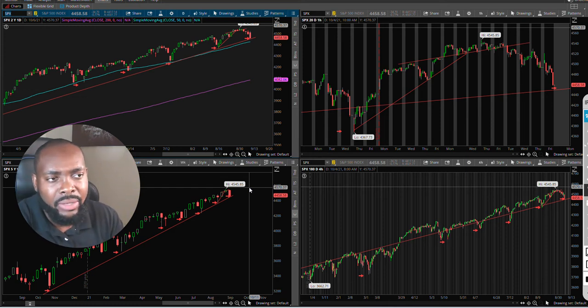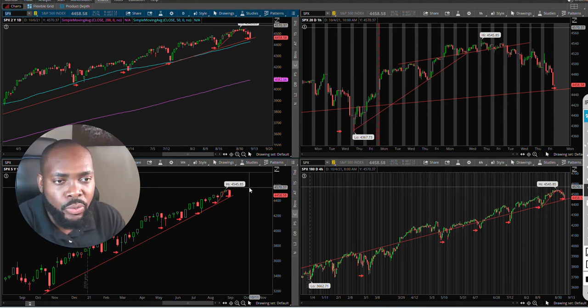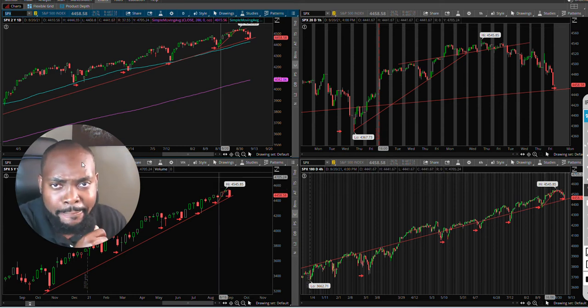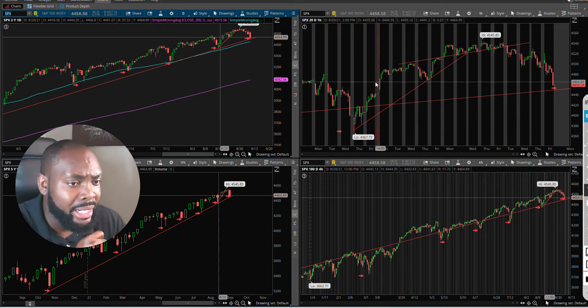Alright, so that's why we try to break down the charts and understand how price action actually moves, so that we can use this as a guide, this as a tool in our toolbox to navigate these super technical markets. All right, so let's dive right into it, guys.